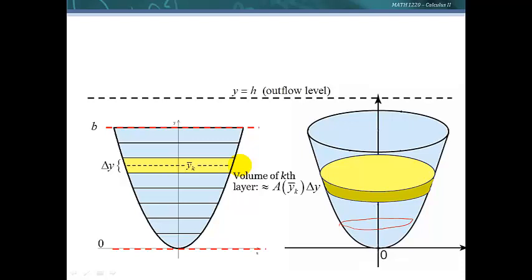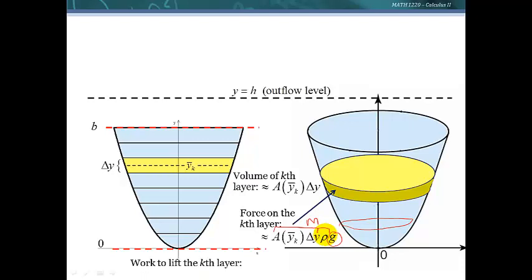So if we wanted to know the force on any representative kth layer, remember our force is mass times acceleration, and we have volume. To get to mass from volume, we need to multiply this volume by the density, and then multiply that by the acceleration, which, since this is near the surface of the earth, is going to be g. So the force on any representative kth layer is going to be our volume multiplied by our density, that gives us our mass, times acceleration.